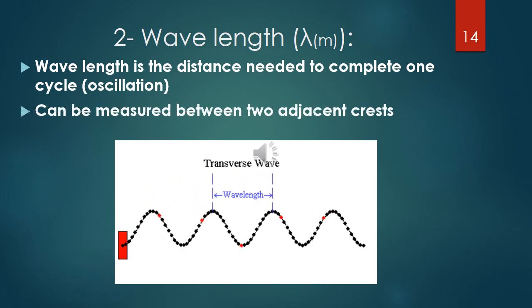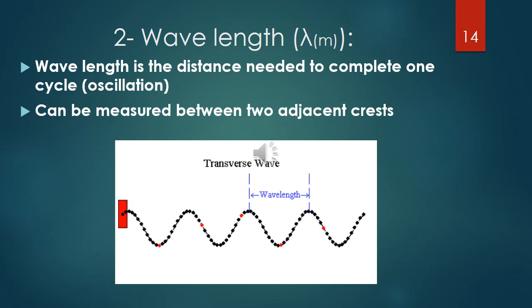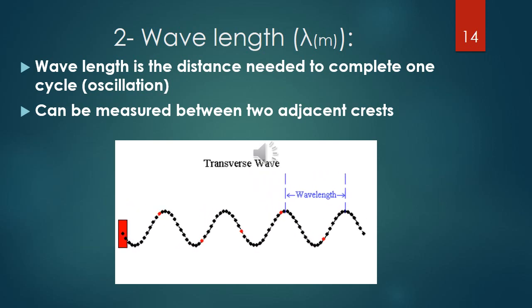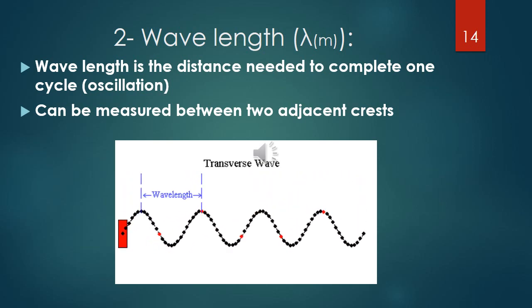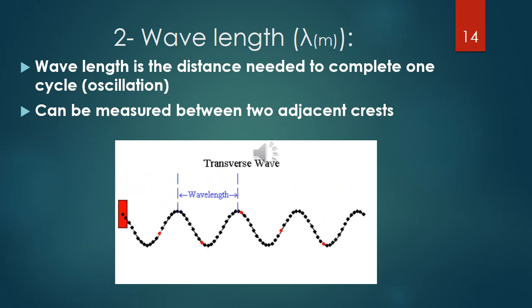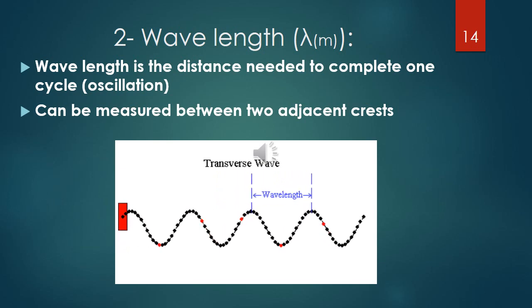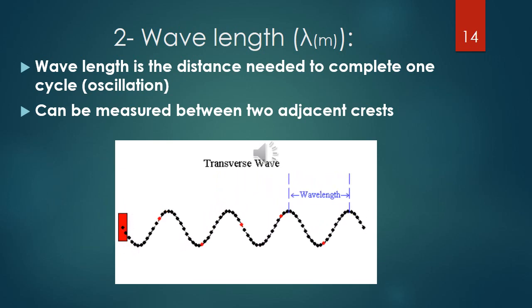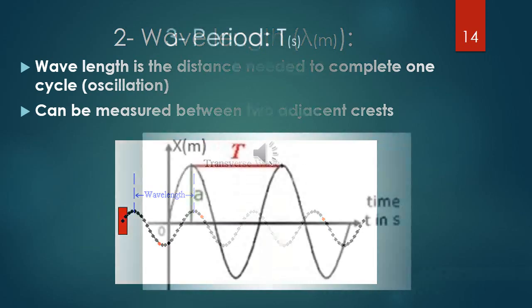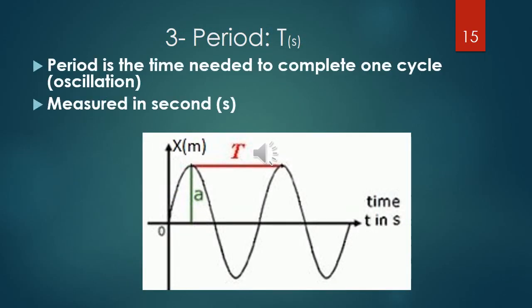The second characteristic is the wavelength, symbolized by lambda. The wavelength is the distance needed to complete one cycle or oscillation. It can be measured between two adjacent crests or two adjacent troughs. The third characteristic is period, symbolized by capital T. Period is the time needed to complete one cycle or oscillation. It is measured in seconds.